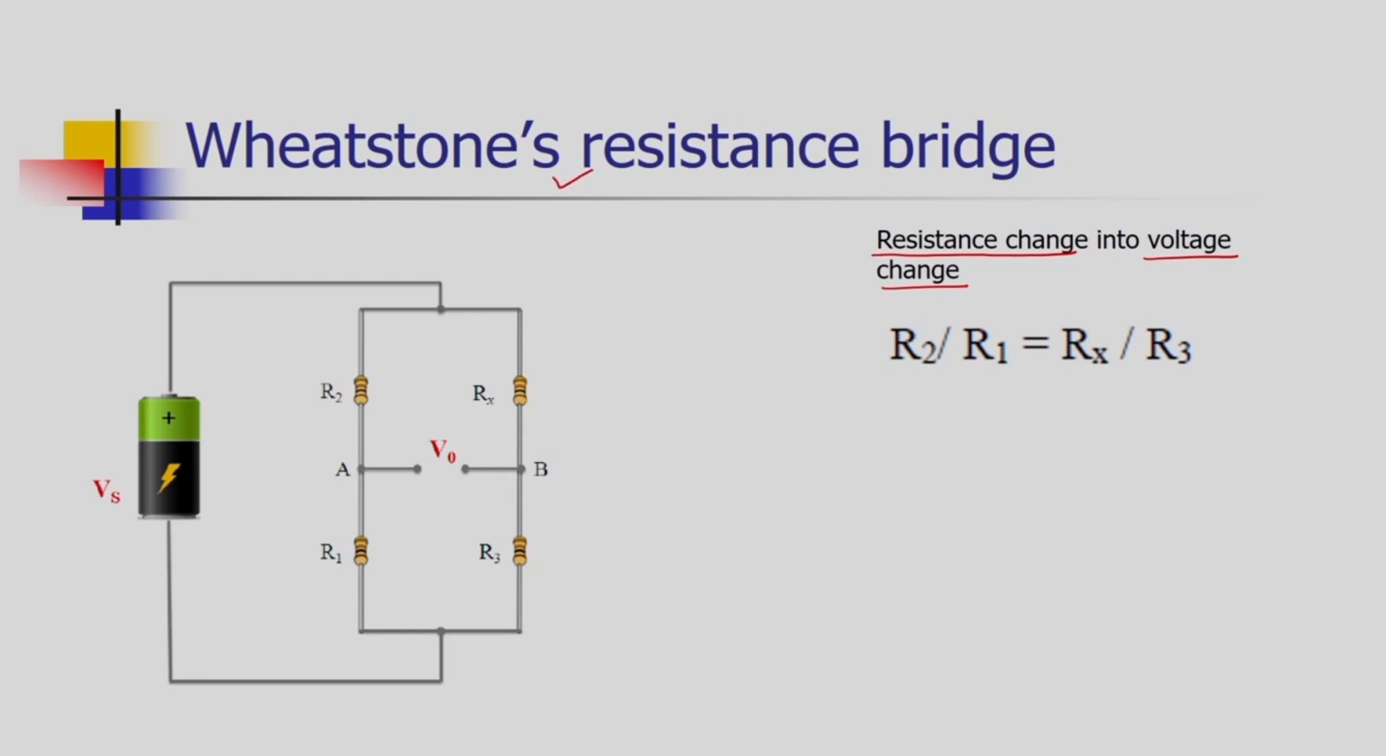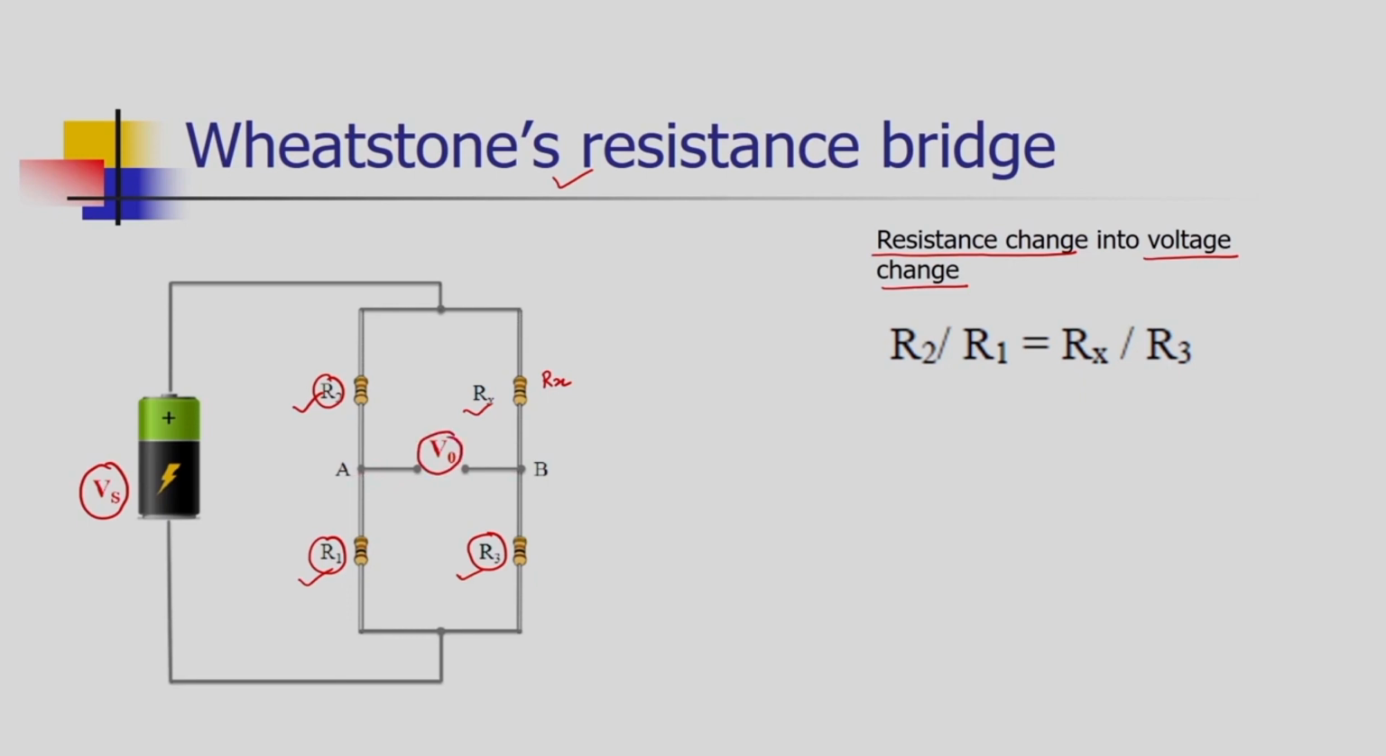A typical arrangement of the Wheatstone resistance bridge is shown on your screen. In this arrangement we are using 4 resistors: R1, R2, R3 and Rx. A supply voltage is applied across a bridge of these 4 resistors, and output voltage is measured across the 2 connections A and B.